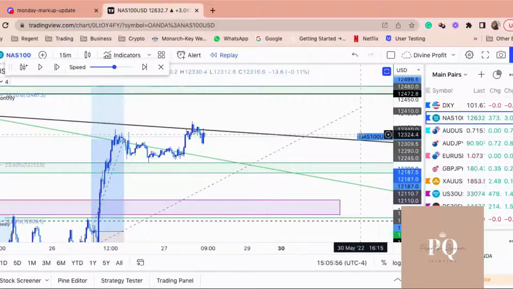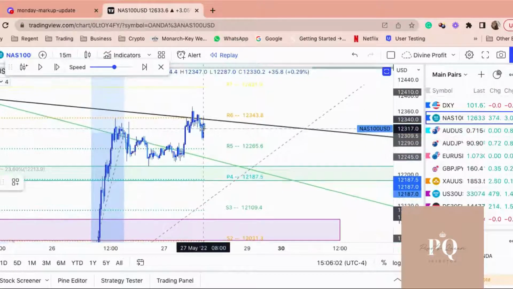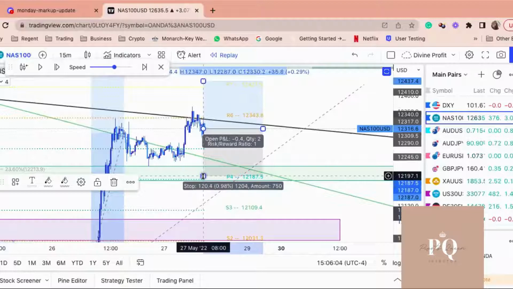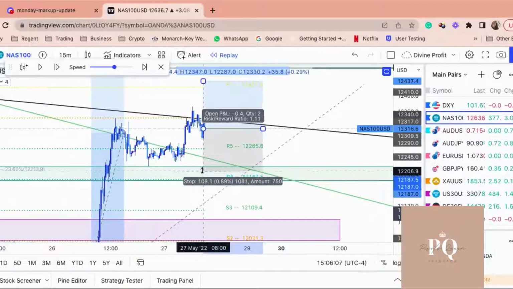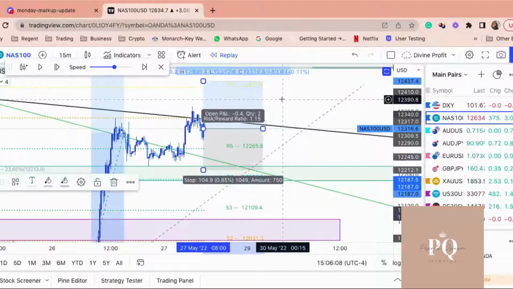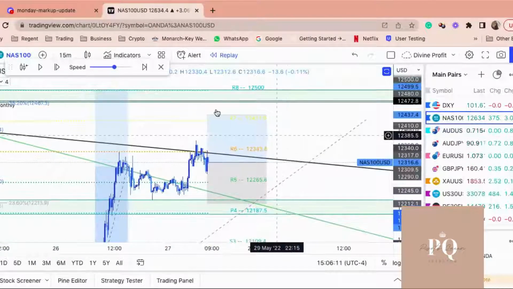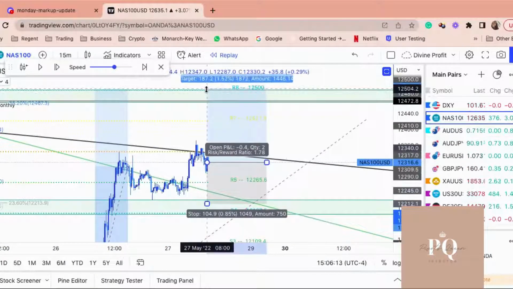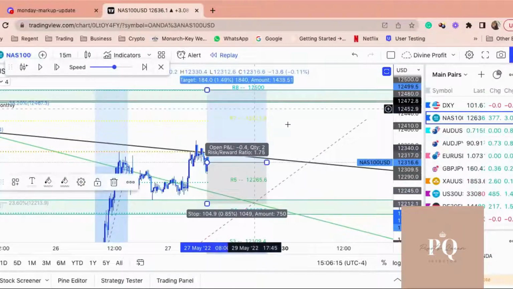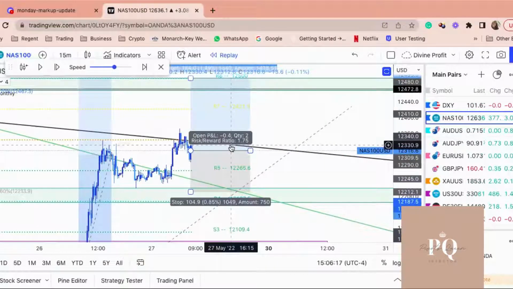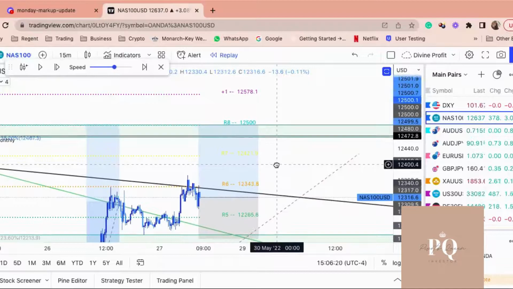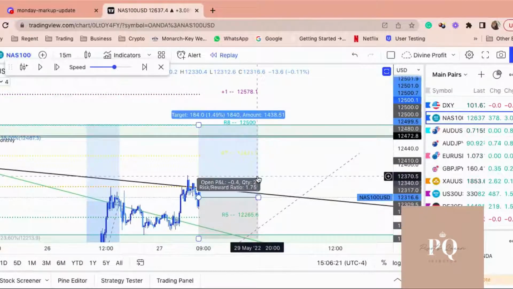I was looking for buys. If I would have just got in market X, honestly, this is where my stop loss would be. And then, like I said, I'd be looking to take it here. This is not the best risk to reward, to be honest. I really like it to be at least 1 to 2, 1 to 3.